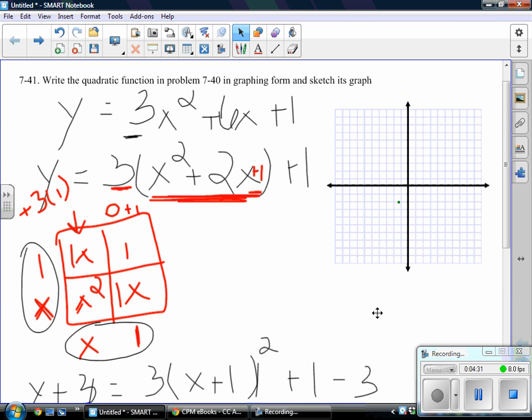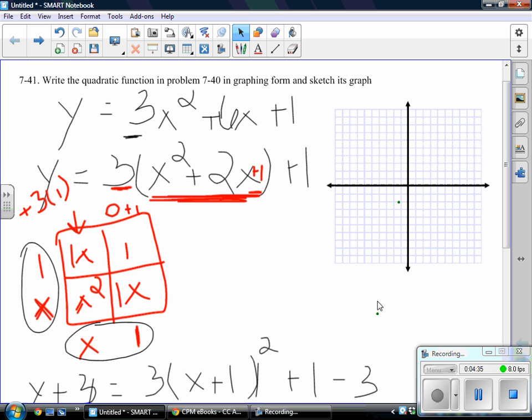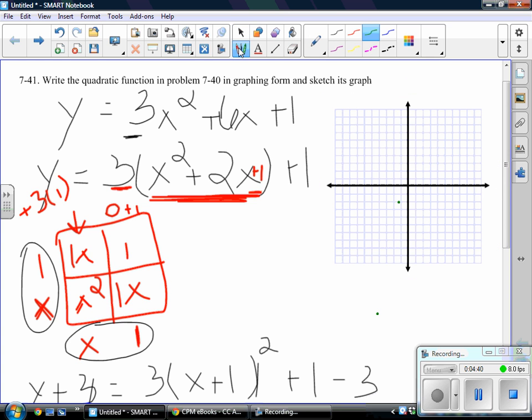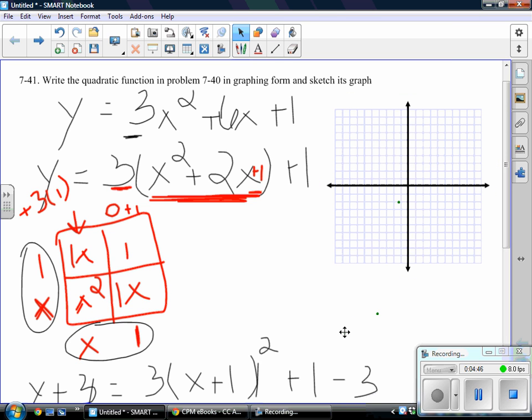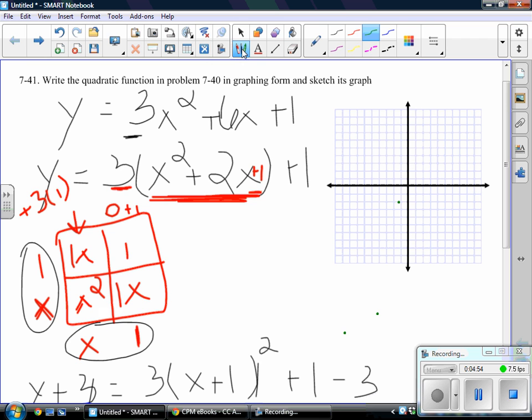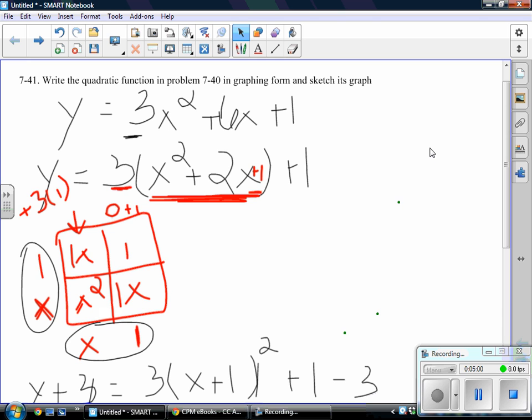Oh, I don't want that. Let's start again. Not working for us today. Try one more time. Interesting. So maybe let's delete our graph. We're just going to do without this graph. So hopefully you guys can see the general idea of the graph.